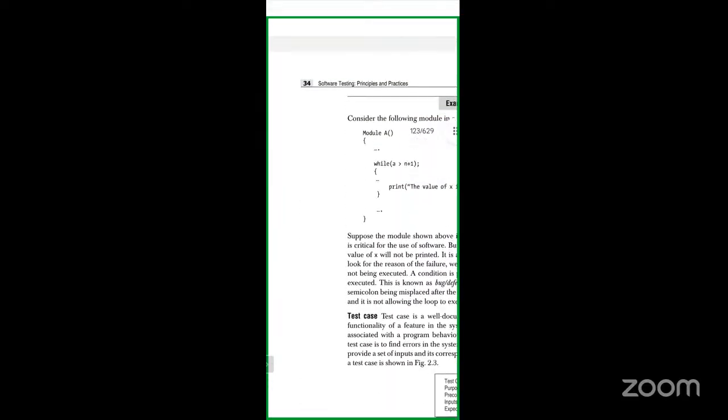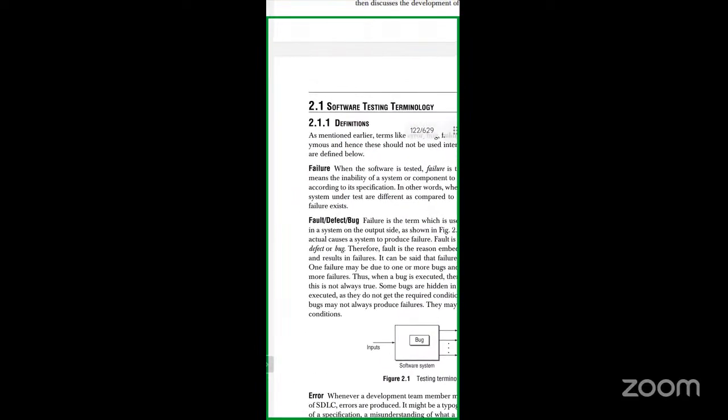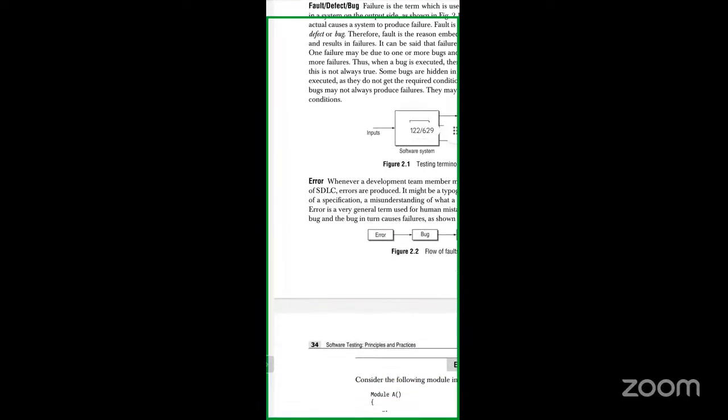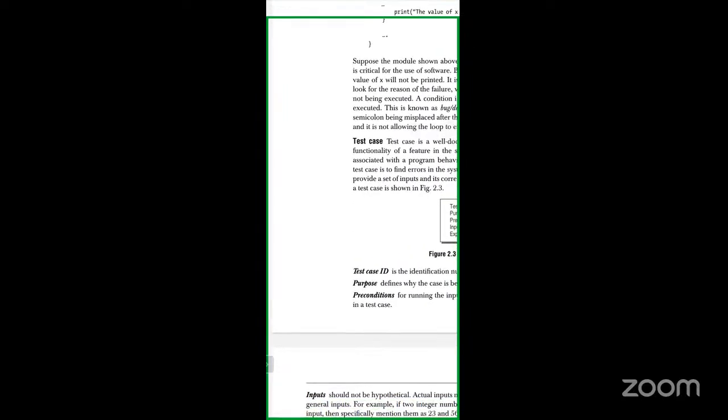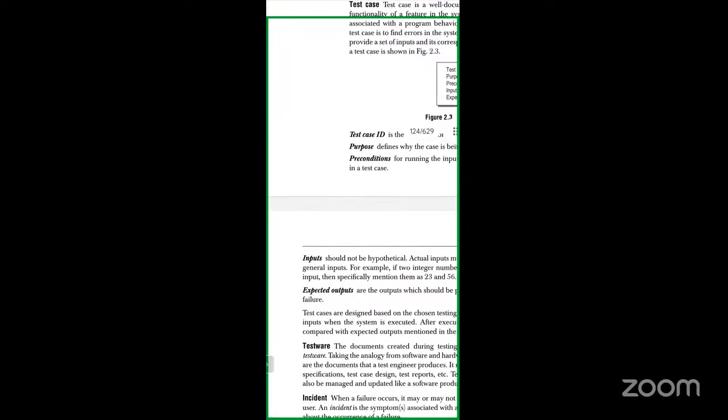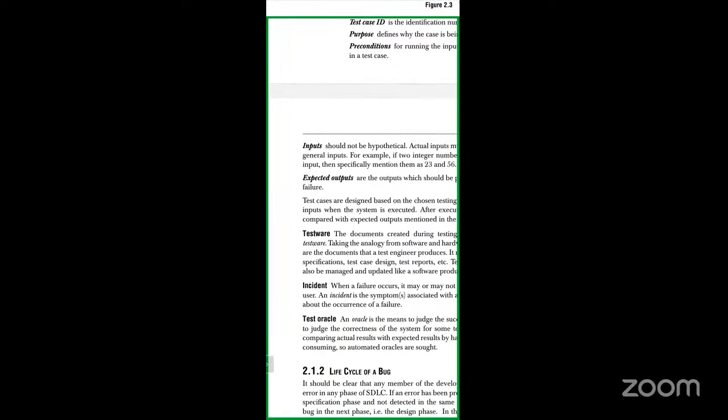So in software testing we are having different terminologies, like failure, fault, defect or bug, error, and then test case. In a test case, we are having test ID, purpose, preconditions, inputs, and outputs, that is, expected outputs, and all those things. Then we are having testware, that is the documents whatever we are creating at the time of testing. And whenever we are getting any failures during testing, that is our incident. And then we are having test oracle, that is judging of that particular document.